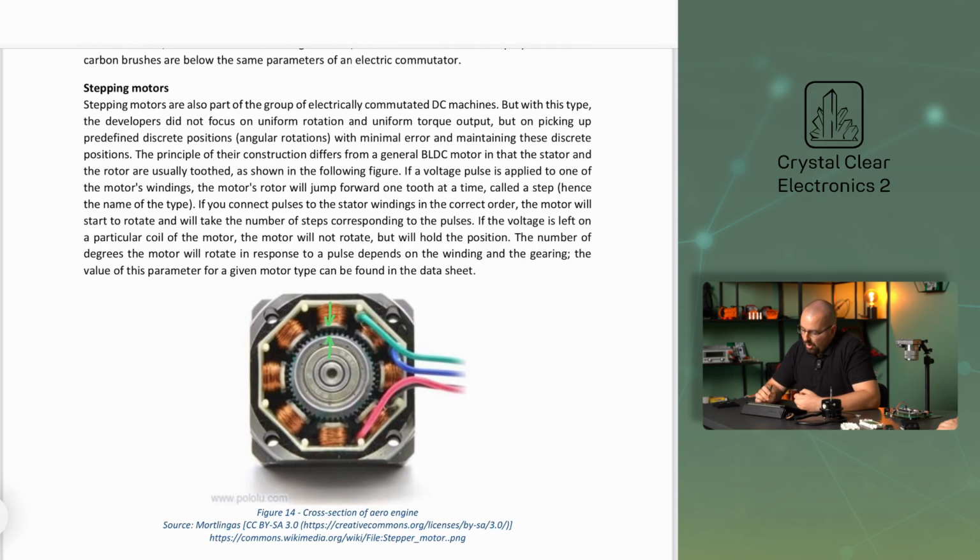If a voltage pulse is applied to one of the motor's windings, the motor's rotor will jump forward one tooth at a time, called a step, hence the name of the motor type. If you connect pulses to the stator windings in the correct order, the motor will start to rotate and will take the number of steps corresponding to the pulses. If the voltage is left on a particular coil, the motor will not rotate but will hold the position. The number of degrees the motor will rotate in response to a pulse depends on the winding and the gearing. The value of this parameter for a given motor type can be found in the datasheet.